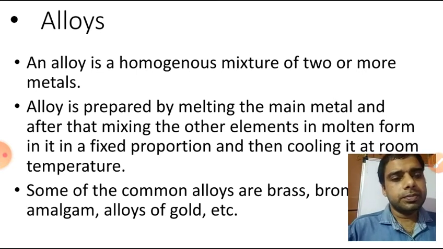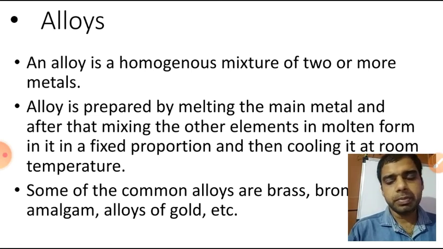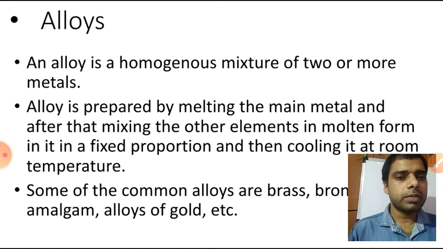An alloy is actually used to enhance the properties of metals. If a metal alone is not able to complete some task, then we enhance its properties, and by making an alloy you can do that. Here it is written that an alloy is prepared by melting the main metal and after that mixing the other element in molten form. You have to understand how we can prepare an alloy.